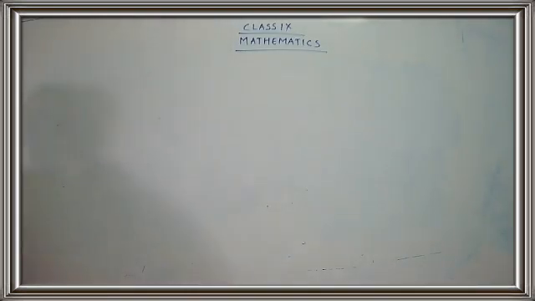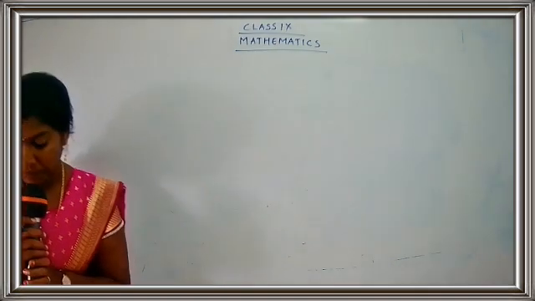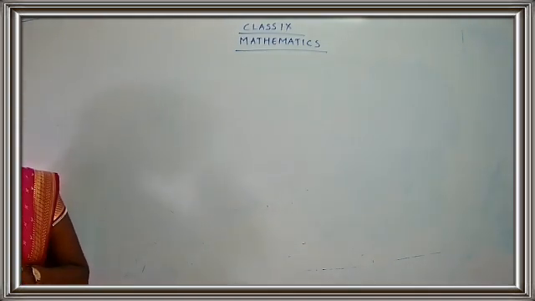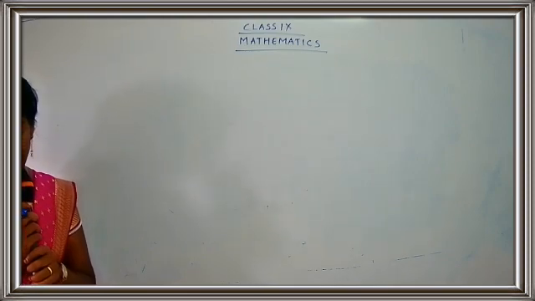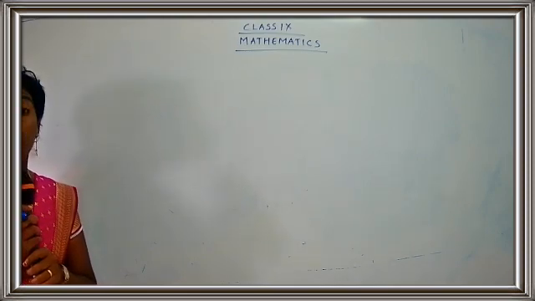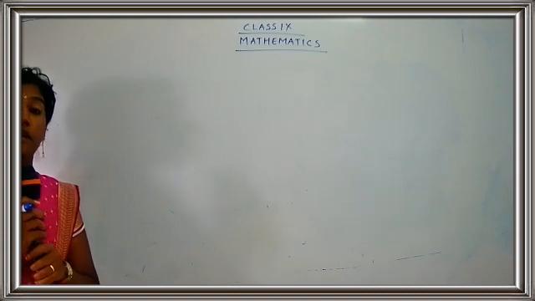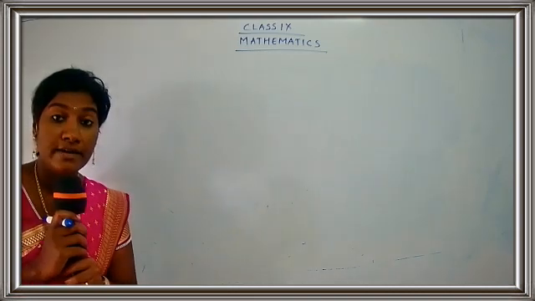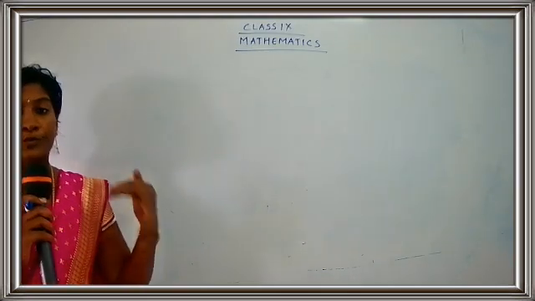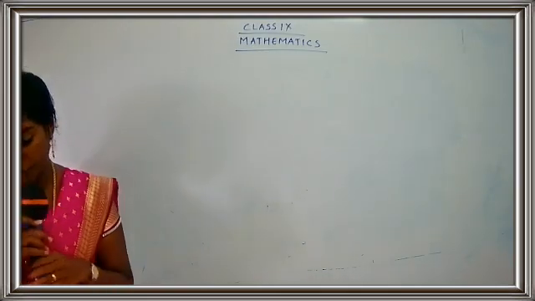Hello children, let's come back to our maths class. Before we go to today's class, let us have a small recap of what we have seen in the previous class. In the previous class, we have used the properties of addition and subtraction of surds and also multiplication and division of surds. Okay children, so you people have to be thorough with all the properties.